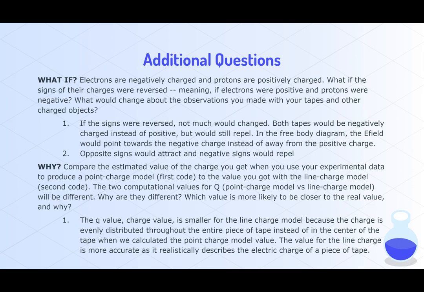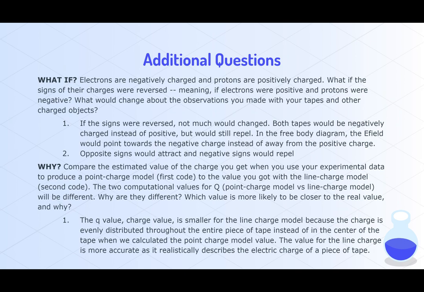And the Q value, which is the charge value, is smaller for the line charge model, as I said earlier, because the charge is evenly distributed throughout the entire piece of tape instead of just being in the center of the tape. The value for the line charge is more accurate, as that is more realistic to determine the entire charge of the tape.